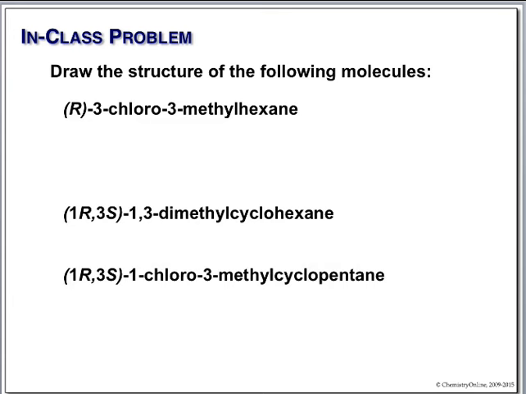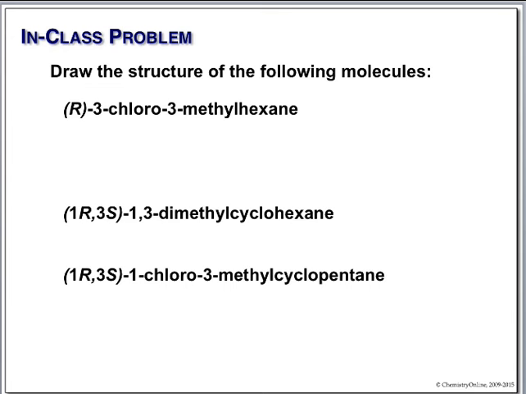Dealing with a hexane here. So start off by drawing your 6-carbon chain. In carbon 3, we're going to put a methyl group and a chlorine. Carbon 3 is going to have a chlorine, a methyl group, and it's going to have 2 carbons on one side and 3 on the other. That'll give us our hexane.